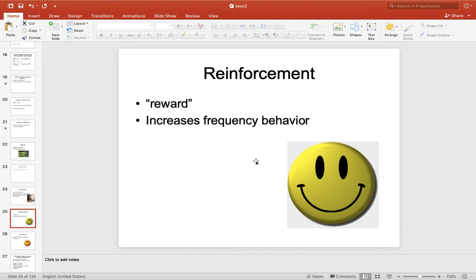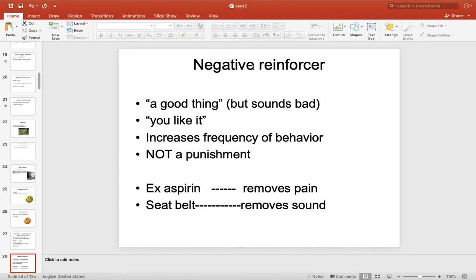So if there's a stick in your eye, I take the stick out, you'll like that. Study for the test, I'll take the stick out. Taking your phone away would be a punishment, not a reinforcer. So just remember, reinforcers are good, positive or negative, you add or take away. All right, negative reinforcers. Aspirin removes pain. Seatbelt removes the noise. Those are negative reinforcers. It increases the frequency of the behavior by removing something.